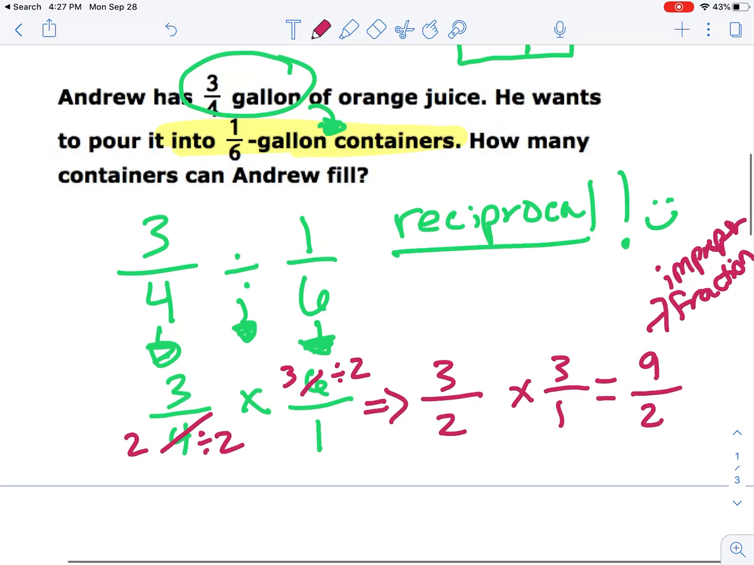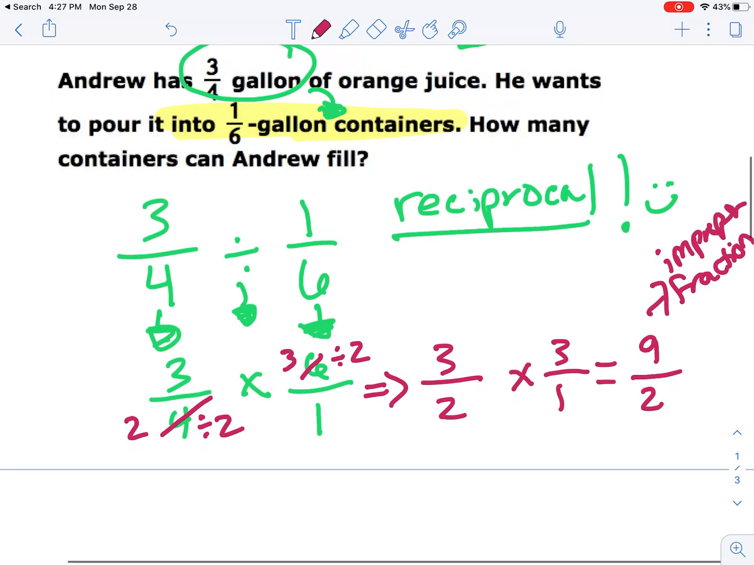And whenever we have an improper fraction, we want to turn it back into a mixed number. If you don't remember how to do that, we have to ask ourselves, how many times can 2 go into 9? It can go in 4 times because 4 times 2 is actually 8. The denominator always stays the same, so my denominator remains as 2.